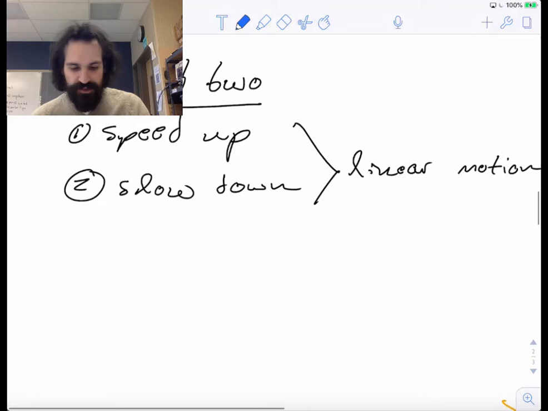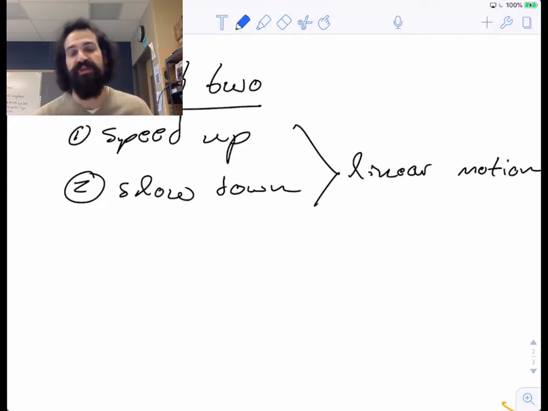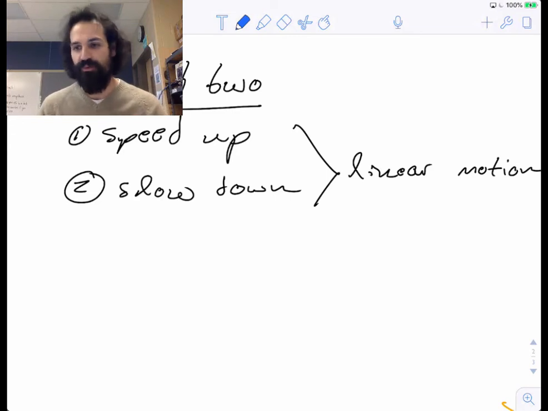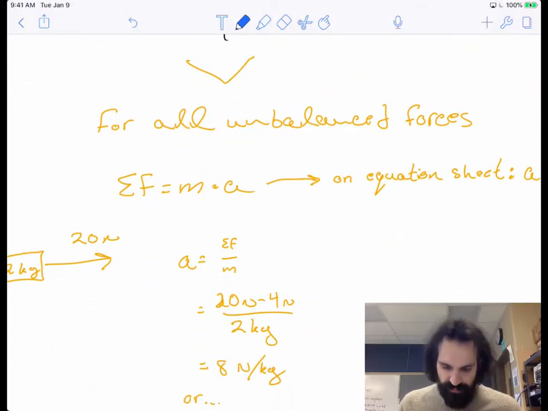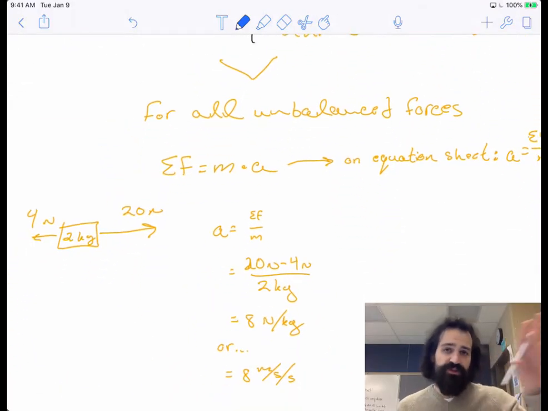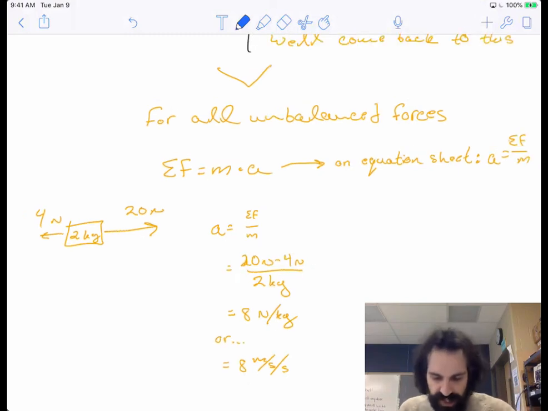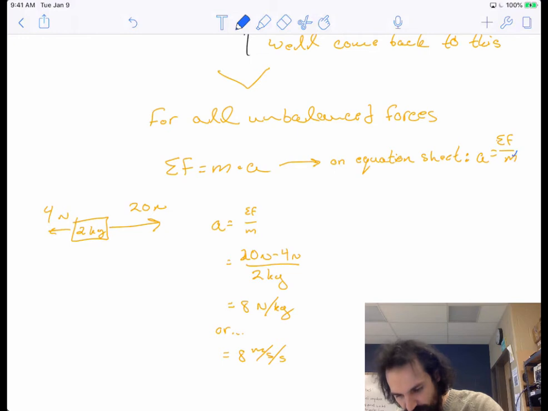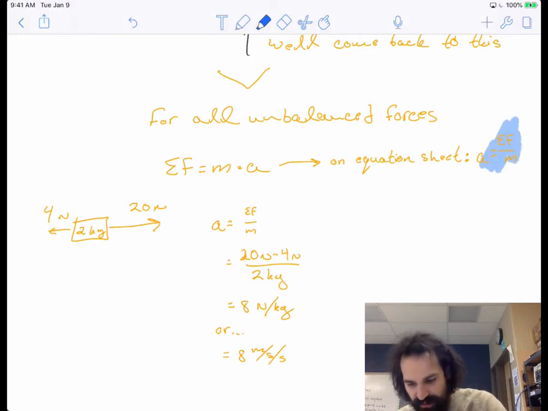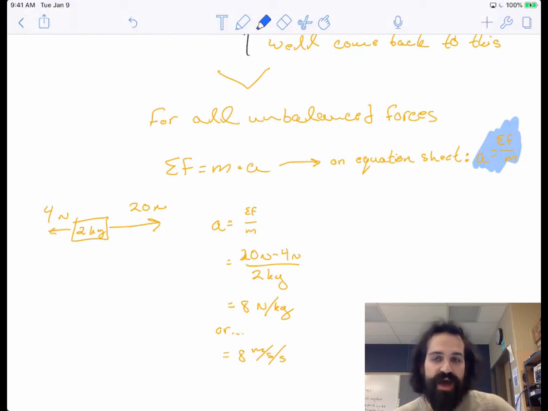We're going to go back to the first two, linear motion, speeding up and slowing down, so we can recap how to use that net force equation to figure out the acceleration. But regardless of whether you're looking at linear or circular motion, the idea is still the same. For any unbalanced force, we have this equation. Net force is mass times acceleration, or acceleration is the net force divided by mass. And that's what I was talking about before.